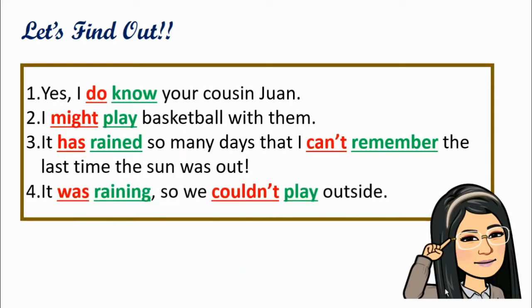Sentence number 4. It was raining, so we couldn't play outside. The two auxiliary verbs are was and couldn't. Raining and play are the main verbs. If you got a perfect score, then you are learning fast.